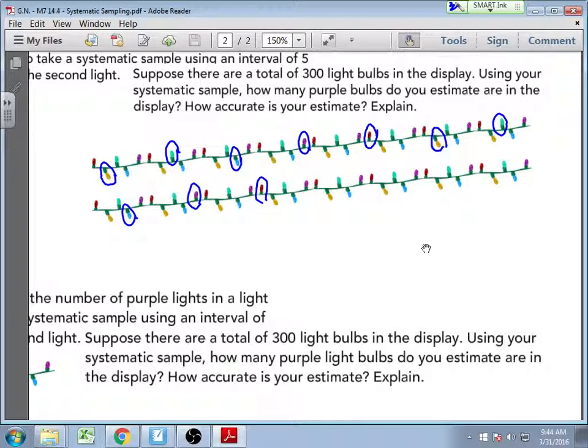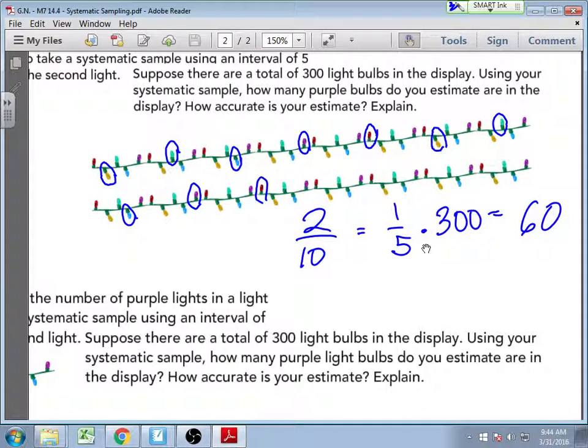1, 2, 3, 4, 5, 6, 7, 8, 9, 10. How many of them are purple? 2. So I have 2 out of 10 are purple, or 1/5 of my 300. So really this is 300 divided by 5. I get 60. Our estimate would then be 60 purple lights, which would be accurate now. Does that make sense? Yes.